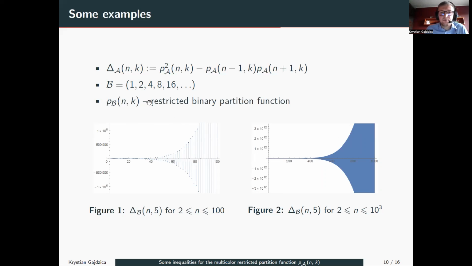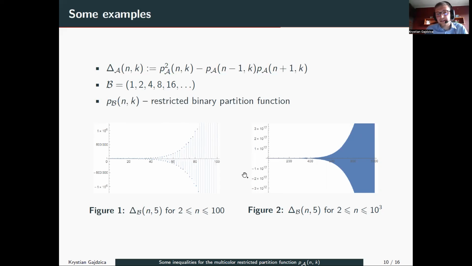And in particular, if we replace 2 by any other positive integer m greater or equal than 2, and consider the sequence of consecutive powers of m, then we also obtain that in this case the restricted partition function cannot be log concave.